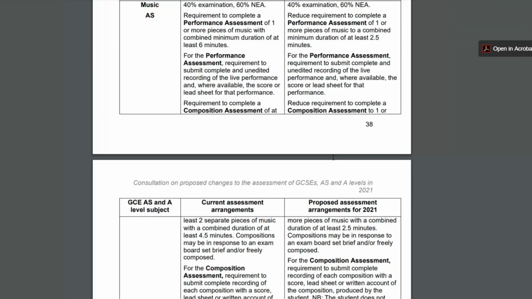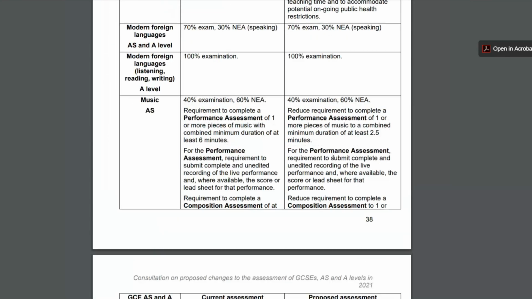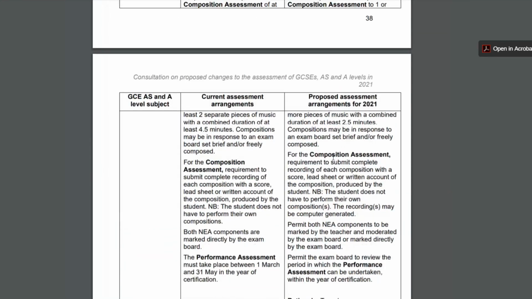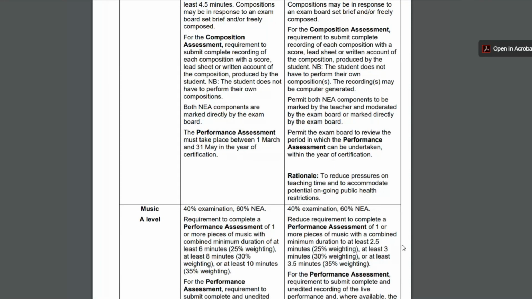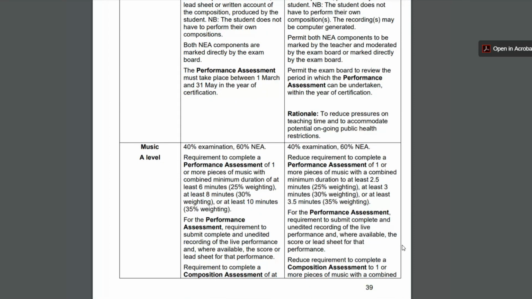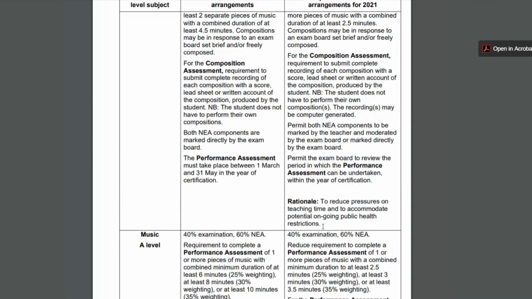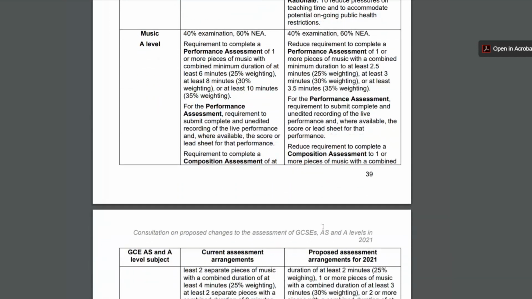All in all, if you're doing AS or A level music, you need to come and take a look at this, because it's very, very specific to you and your subject, and there's a lot of numbers being moved around, things being changed from 10 minutes down to 3.5 minutes. It's quite a lot, so come and have a look.